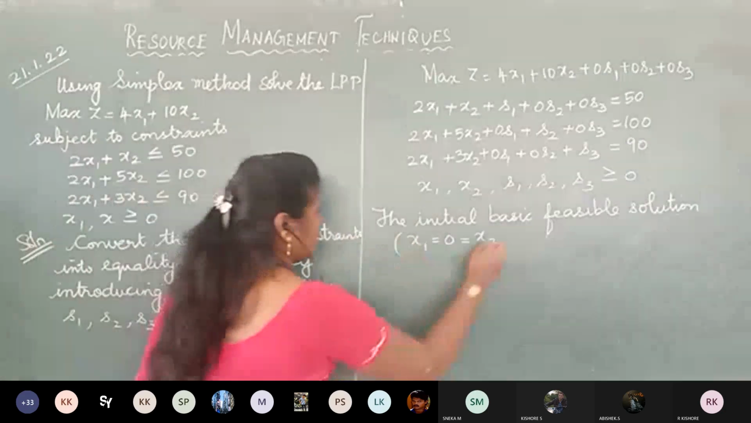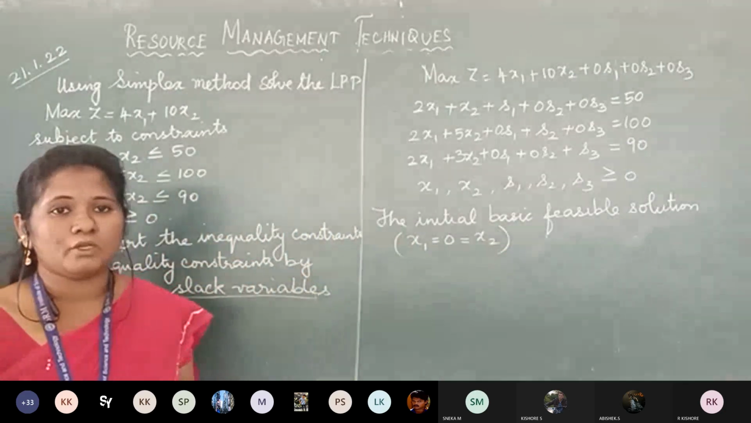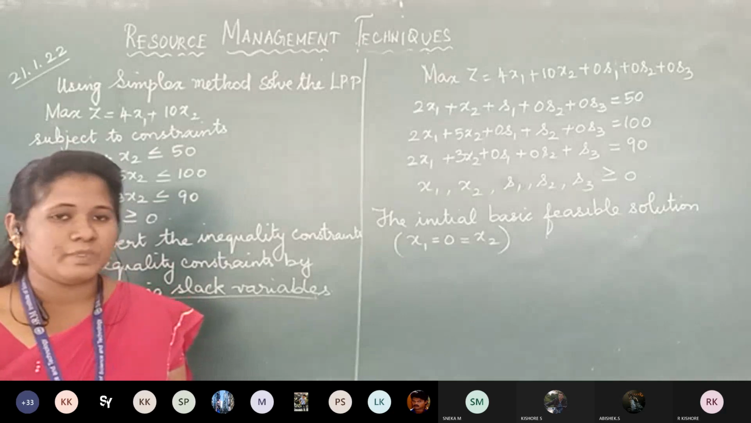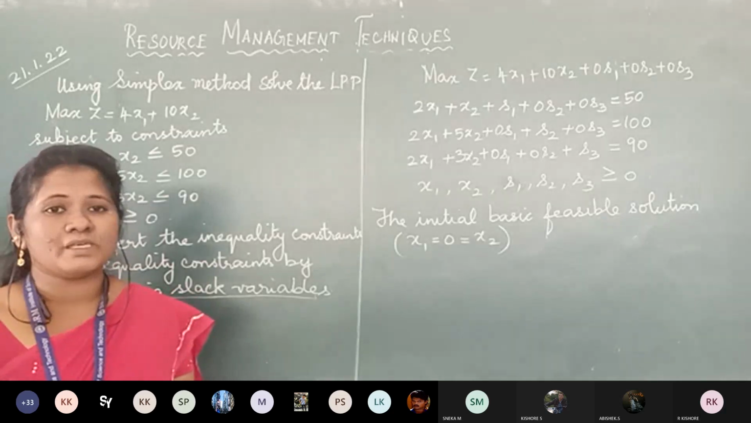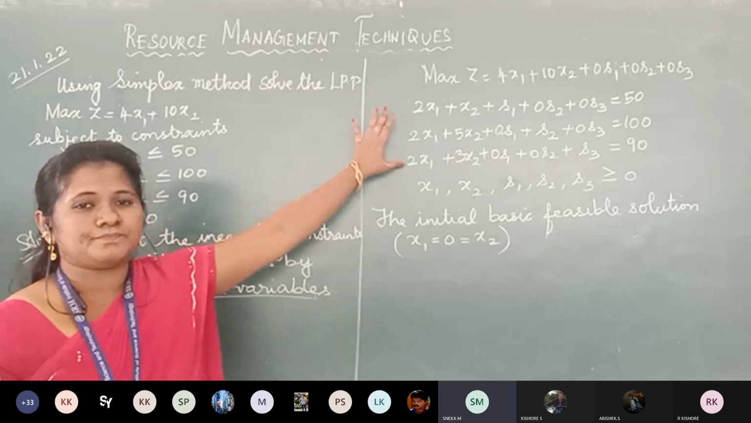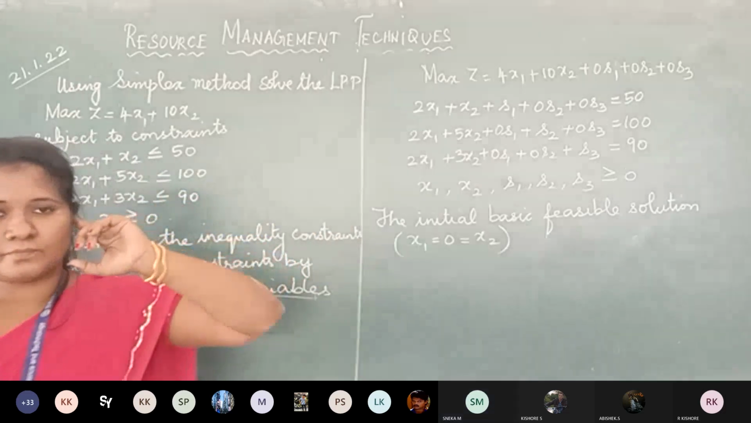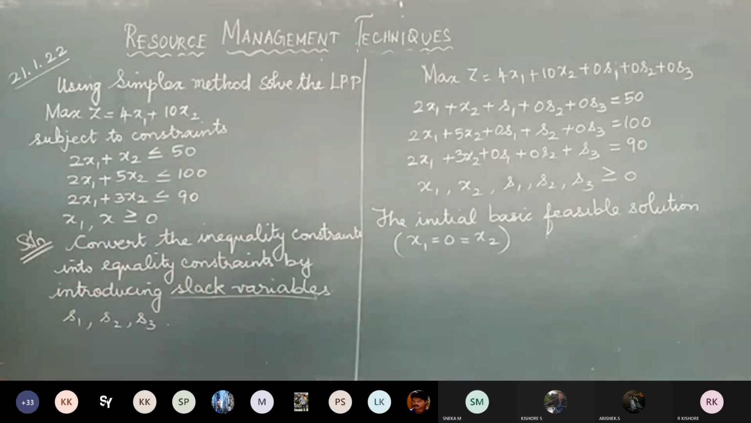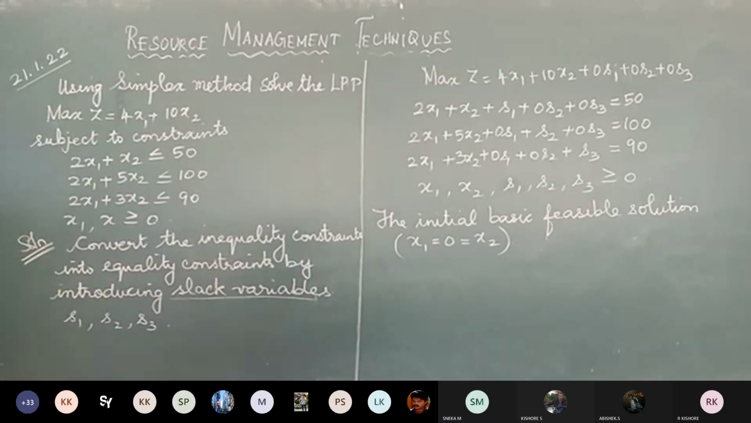So you will make the variables which have been given in your initial table equal to 0 and find out the values of S1, S2 and S3. You will take it in this equation. So right till there.